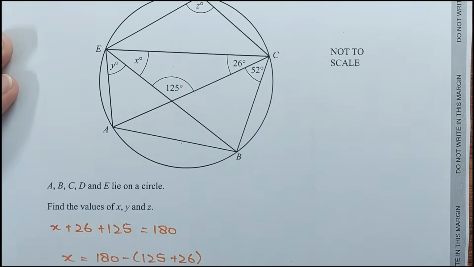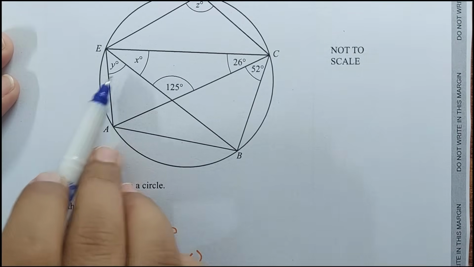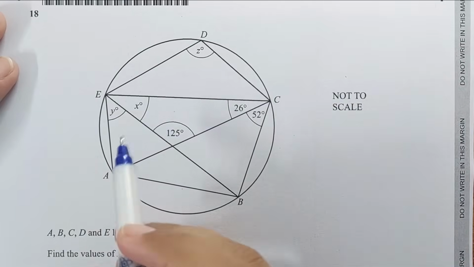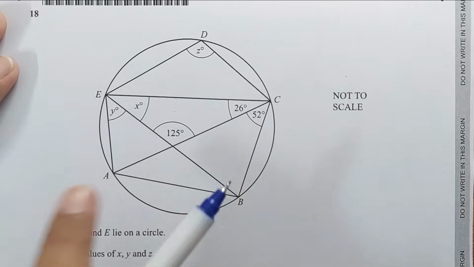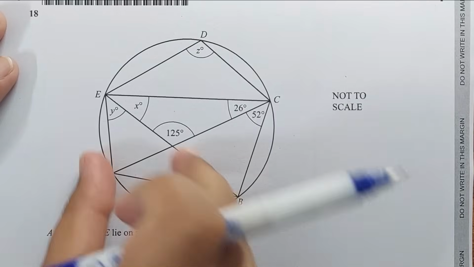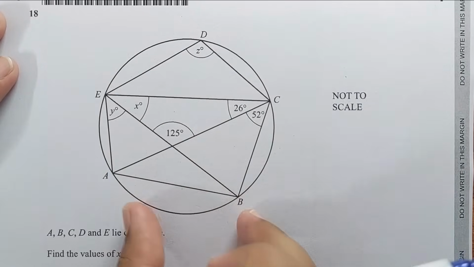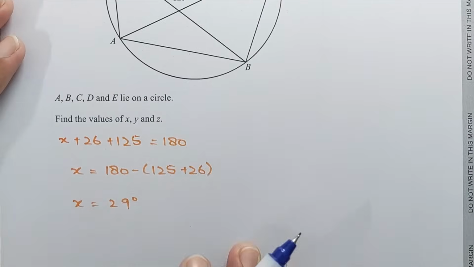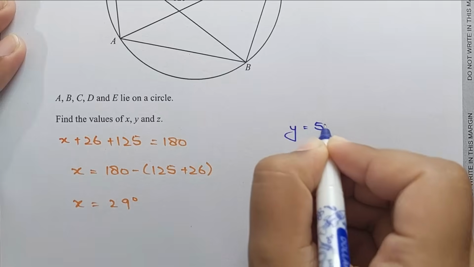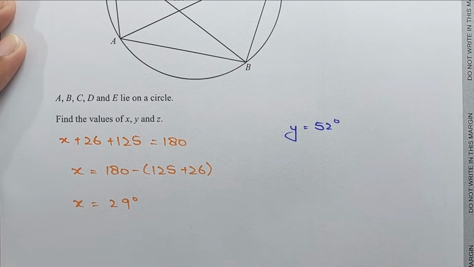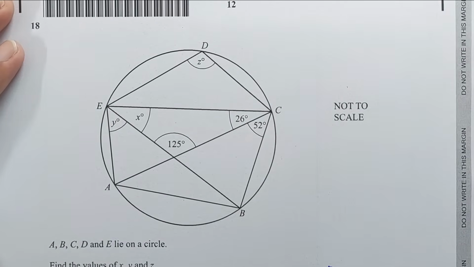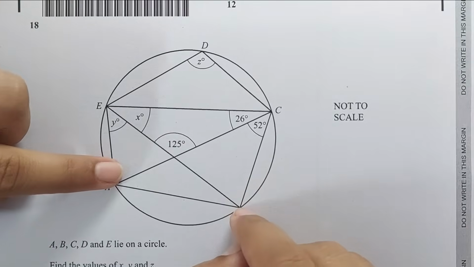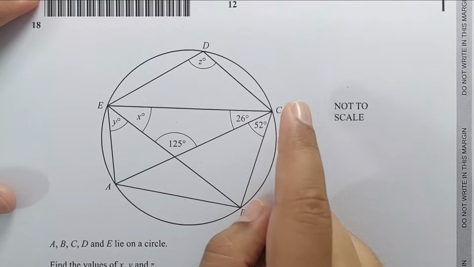All right, moving to Y. Y is over here. Now to get the value of y, angle y is subtended by the arc AB. What other angle is subtended by the arc AB? The angle C, 52. So angle y is equal to 52 degrees. Why is it 52? Because angles subtended by the same arc are equal. Angle y is subtended by the arc A and B, and angle C is also subtended by the arc A and B.